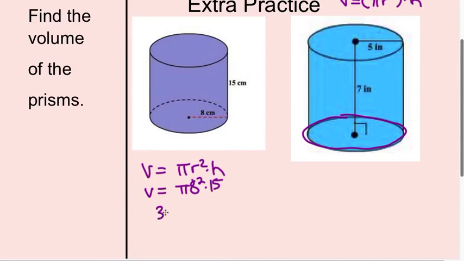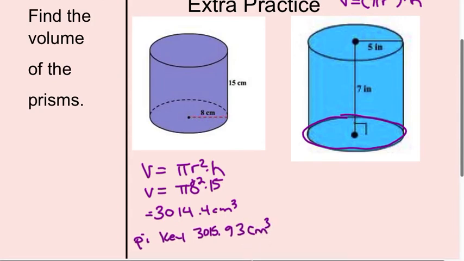So this would be, let's see, 64 would be 8 squared. This would be 3,014.4 centimeters cubed if I use 3.14. If I use the pi key, I'm going to get a little bit different answer, which is okay. In this case, the pi key gave me 3,015.93 if I went to the 100th spot, centimeters cubed. So again, it's going to be very similar. Just be very careful. Work out all of your work. I hope that helped a little bit. Have a great day.